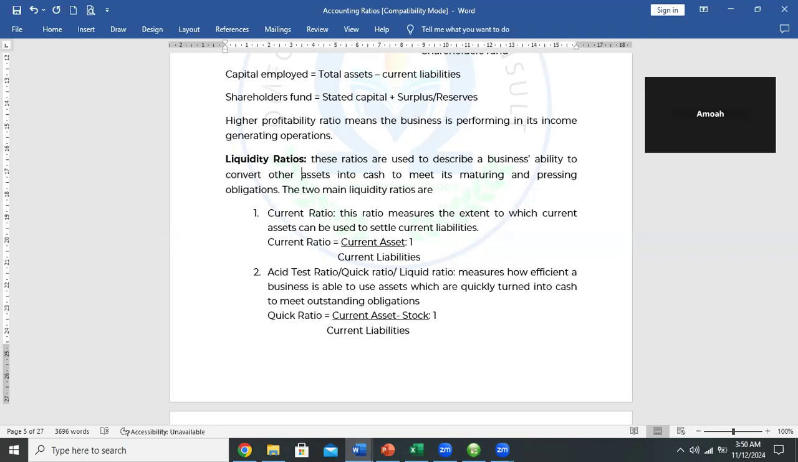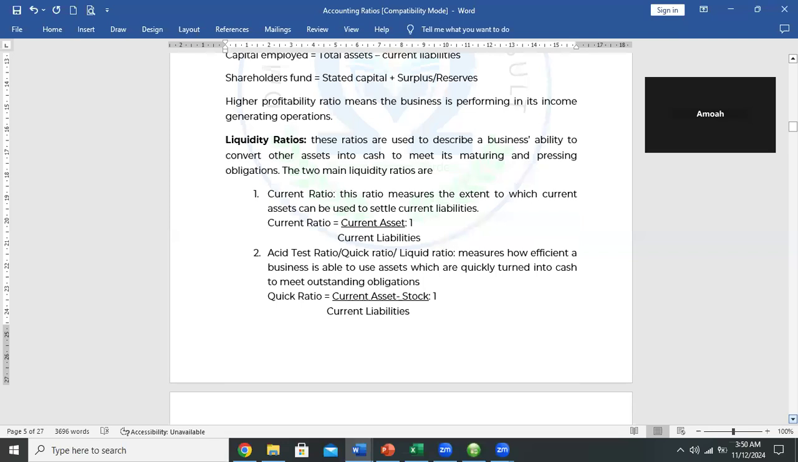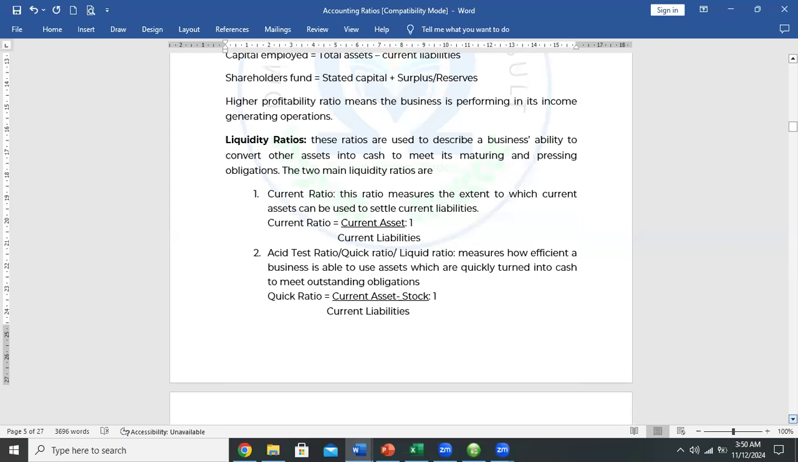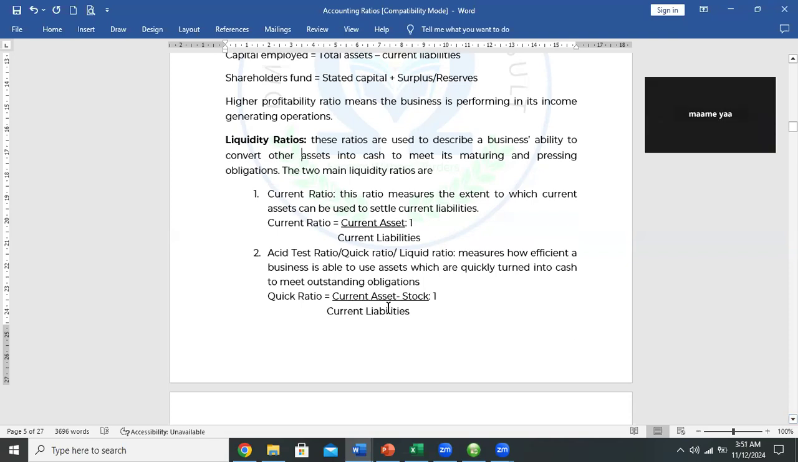That's the essence. Now, fortunately for us, we are only going to look at 2 ratios under this type of ratios. The first one is the current ratio, and the second is the asset test ratio. At least we have a scientific term here.